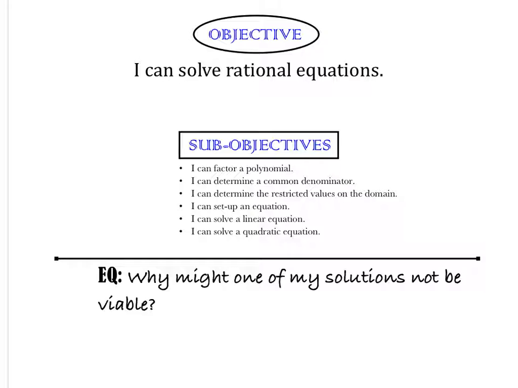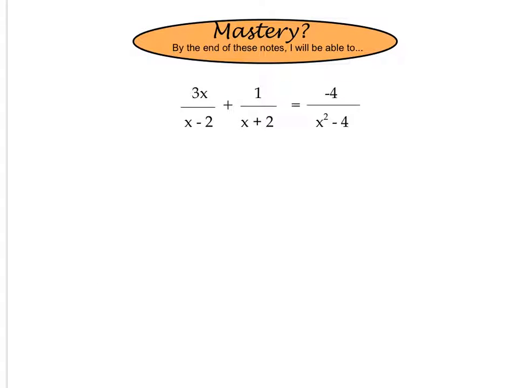I can set up an equation, which is pretty basic, and I can solve linear and quadratic equations because sometimes this solution will come about in a linear fashion or quadratic. And so the essential question, what I want you to be thinking about throughout this, is why might one of my solutions not be viable? So this is your prove it. By the end of this lesson, you should be able to do a problem like this and solve for x. So go ahead and take a minute, look at it, see if you can figure anything out.